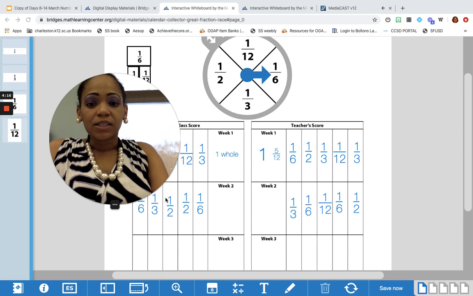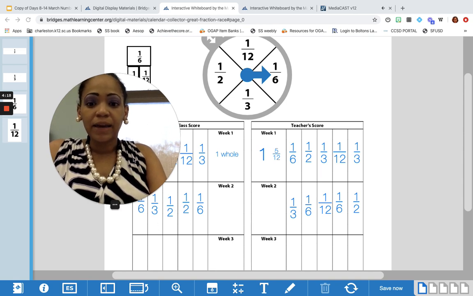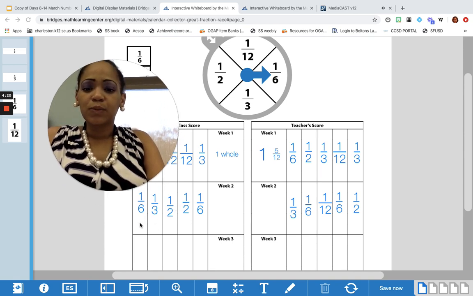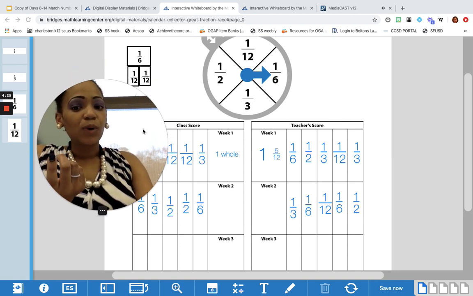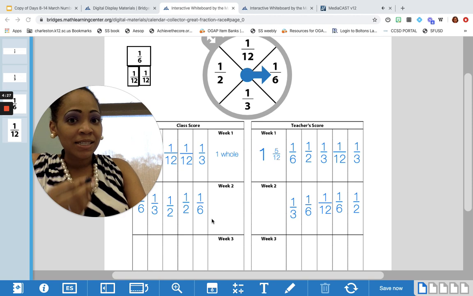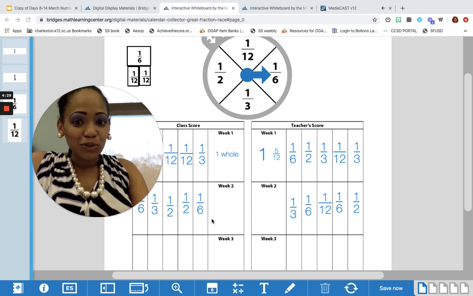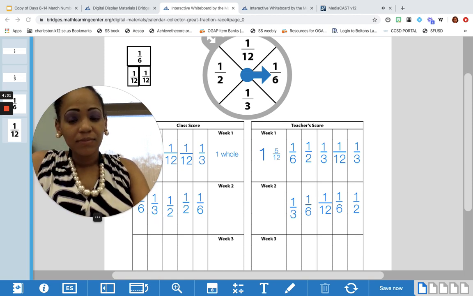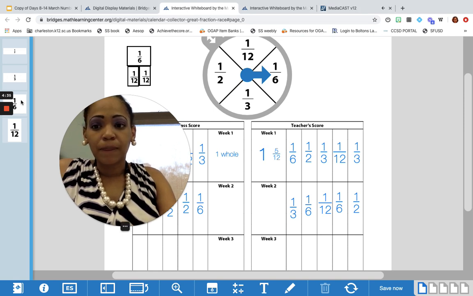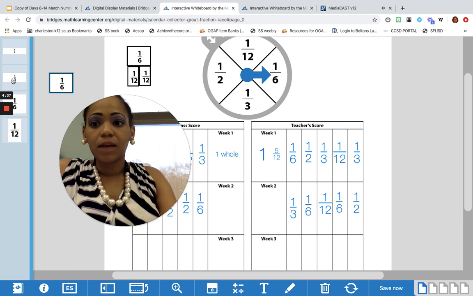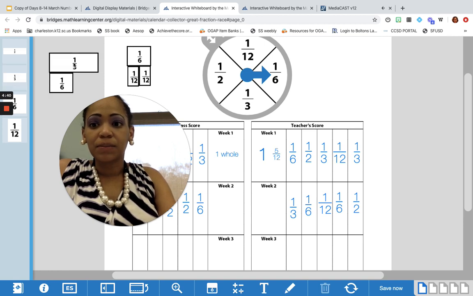Okay, so we have a half. Now we have 1/3 and then 1/6 and 1/6. So I'm going to ask you, what do we know about 6's relationship to the third? What do we know? So I'm going to pull out my 6 here just to show you. And I'm going to pull out my third. What's the relationship?